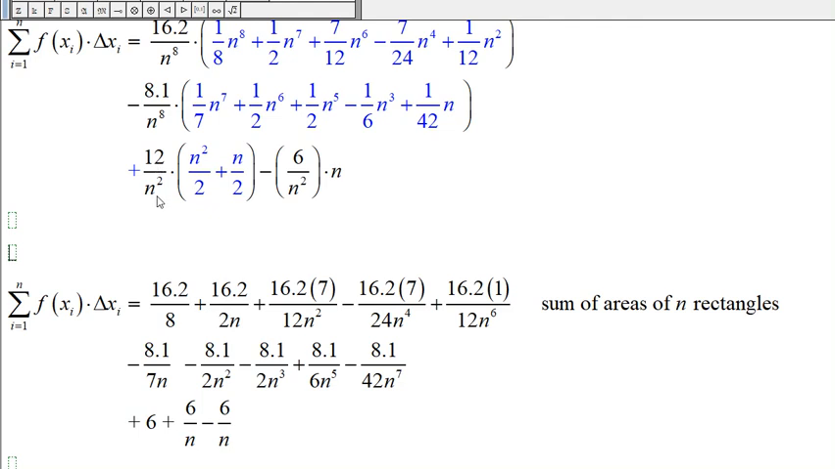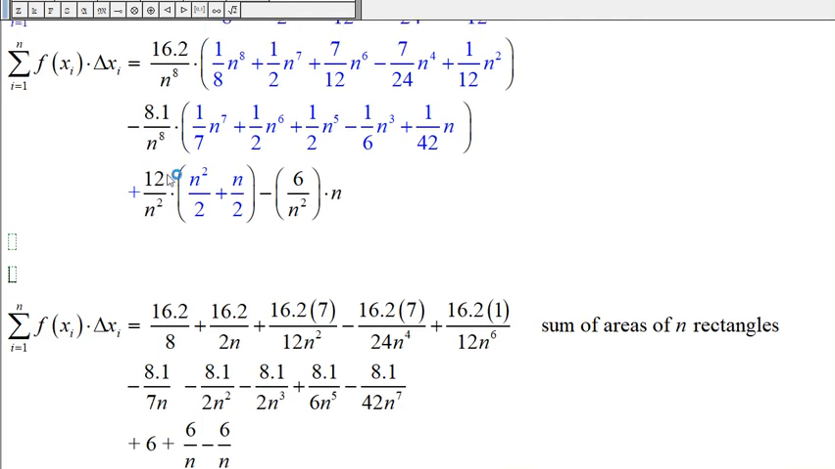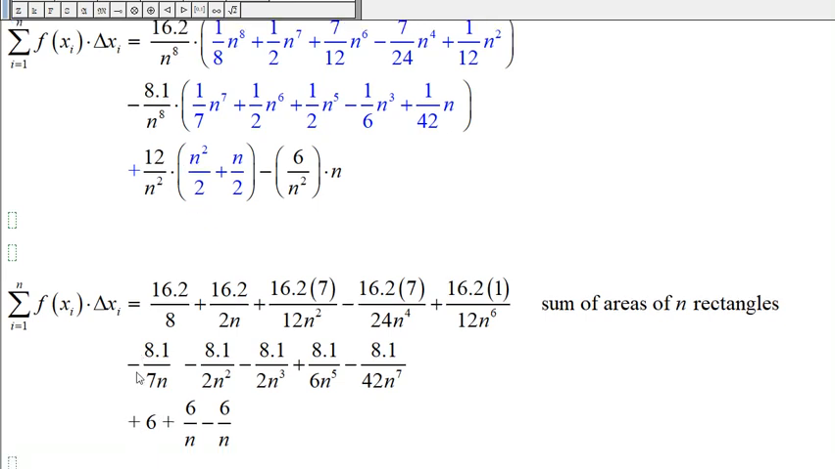12 over n squared. Let's do a couple of these first. This is 16.2 over n to the 8th times 1/8 n to the 8th. The n to the 8th will drop out, and what's left is 16.2 over 8. So that's what we have right here. And then 12 over n squared times n squared over 2, that's the 6 right here. That's what we have. And so this right here is the sum of areas of n number of rectangles.